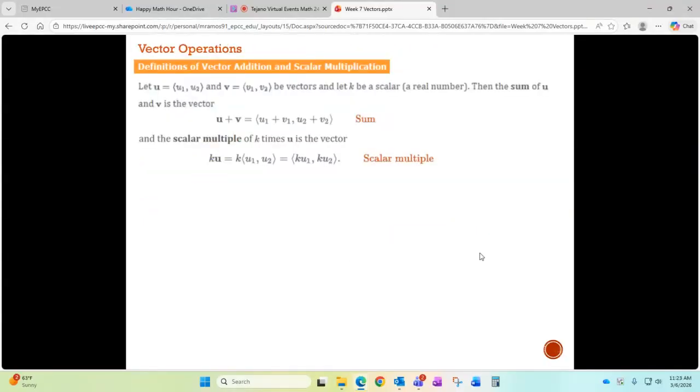Okay, so now we're going to go on to looking at some vector operations. We're going to first start with looking at sum and a scalar multiple.